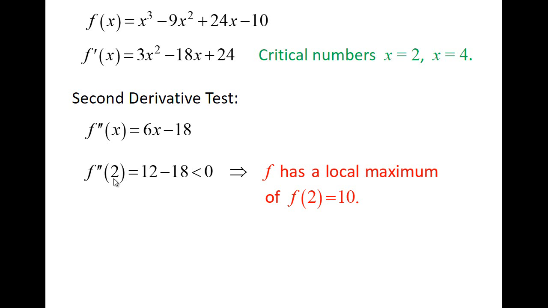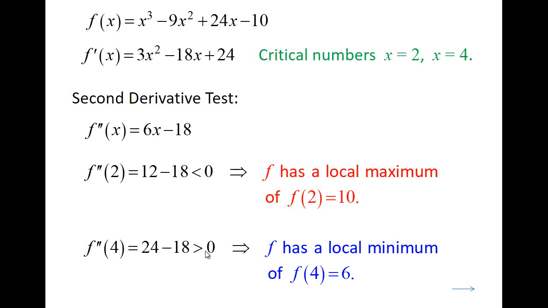Let's calculate the second derivative at 4. At 4, it is going to be 4 times 6 minus 18, which is 24 minus 18, and that's positive. So f is concave up at 4, which would mean that f has a local minimum at 4. We see that f has a local minimum, and it also has a local maximum.